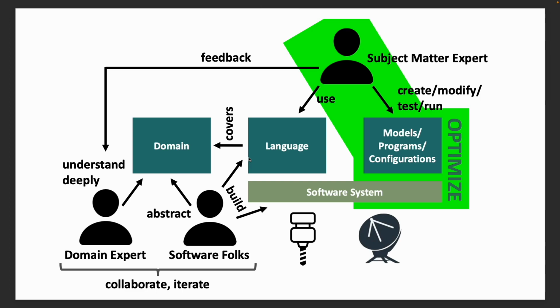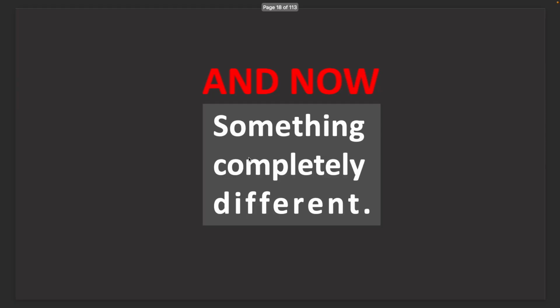What we want to optimize, therefore, is this path from the subject matter expert's requirements, or even, if you will, brain, into a running software system. That's the path we want to optimize to make this faster, more efficient.